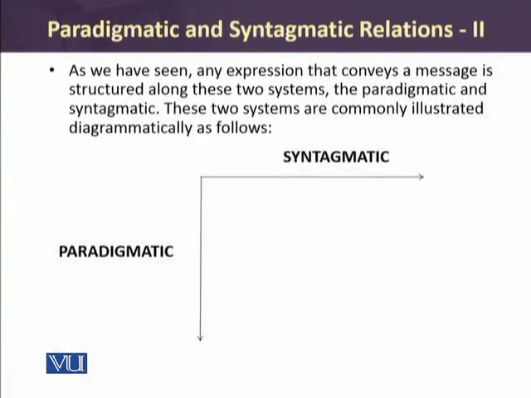Here is a diagram just to explain how syntagmatic and paradigmatic relationships exist in language. You can see that the syntagmatic relationship line is linear, or you could call it horizontal, whereas the paradigmatic line is vertical. So vertical relations in a language are paradigmatic, whereas a horizontal or linear relationship between words in a language is syntagmatic.